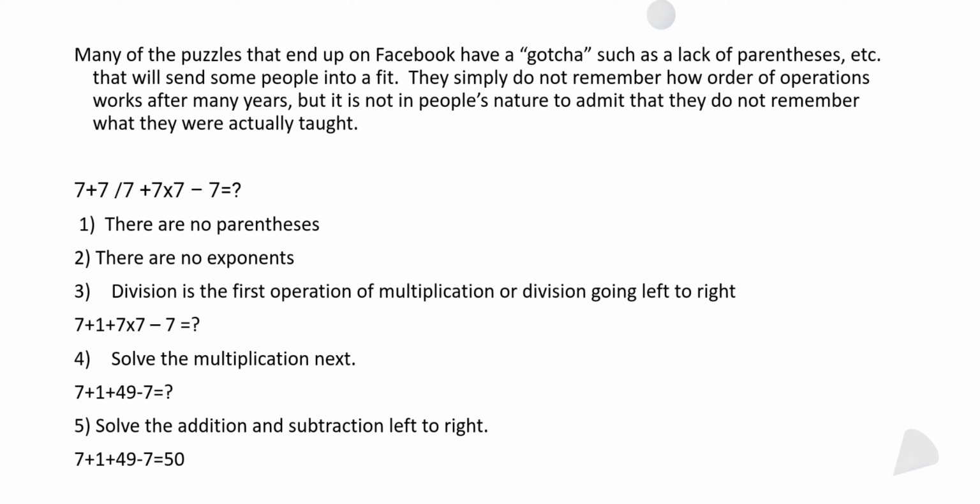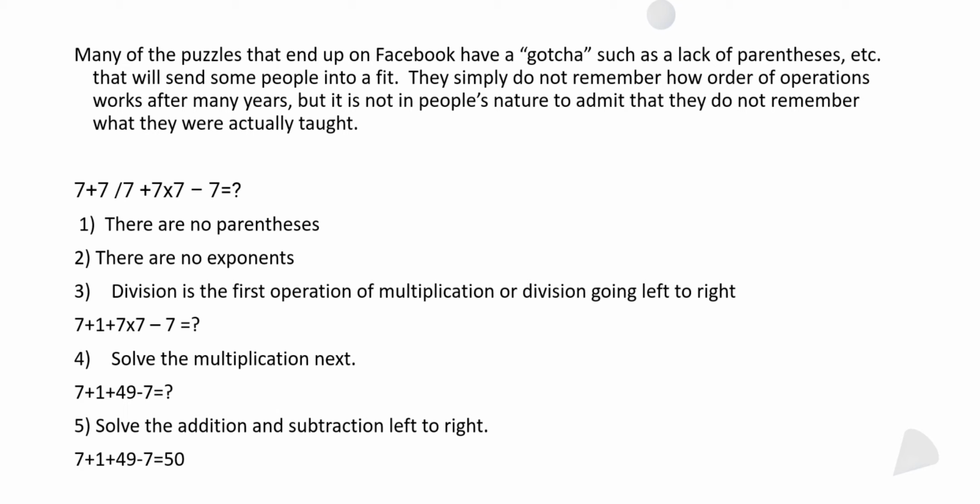The way that it's looked at today is that if I don't have anything in parentheses or brackets in that denominator, I'm only looking at the next number. Okay, that's the convention. So 7 divided by 7 is 1. So in number 3, we're going to end up with 7 plus 1 plus 7 times 7 minus 7. So we've simplified it a little bit.